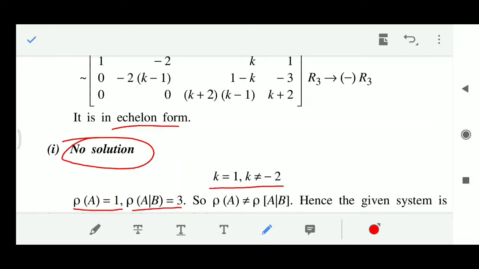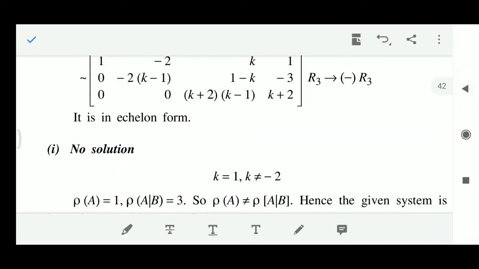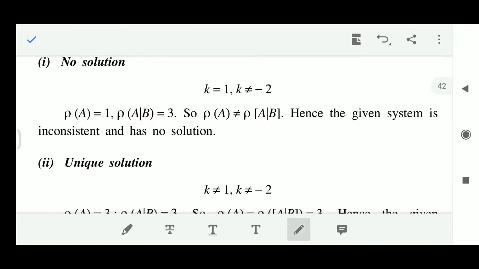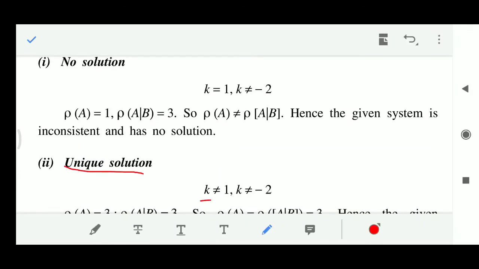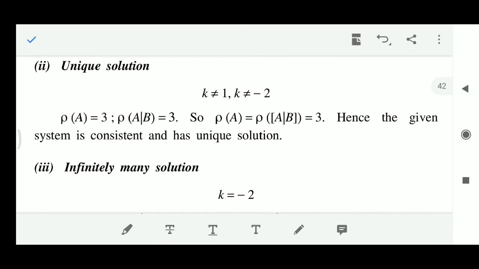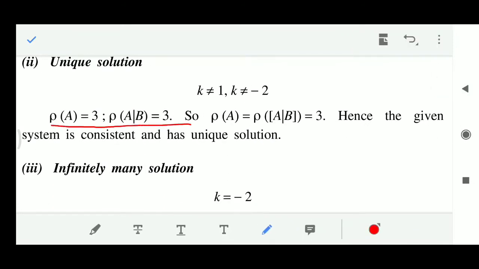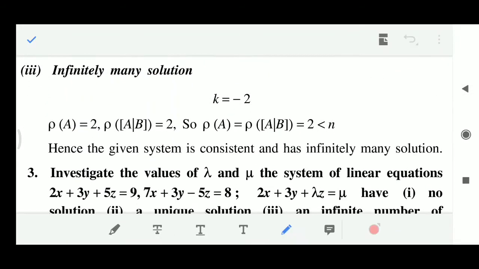The first condition is no solution. For that, the rank of A should not be equal to the rank of A slash B. So if you substitute the value of k as 1 and k is not equal to minus 2, you will get the rank of A as 1 and the rank of A slash B equal to 3. Hence the system is inconsistent and has no solution. Then unique solution. For a unique solution, both the ranks should be equal to 3. So for that, the condition is k is not equal to 1 and k is not equal to minus 2. Hence the system is consistent and has a unique solution.